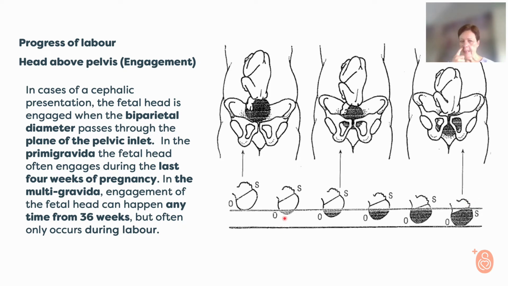Now, usually in the primigravida, this engagement starts happening from 36 weeks of pregnancy onwards. In the multigravida, it can happen anytime from when the labor starts till the baby has been born, almost fully dilatation.